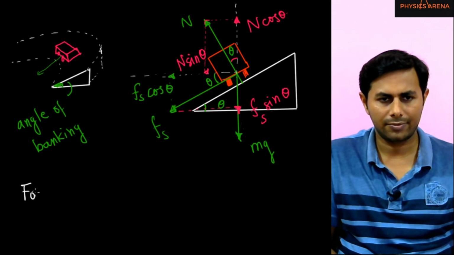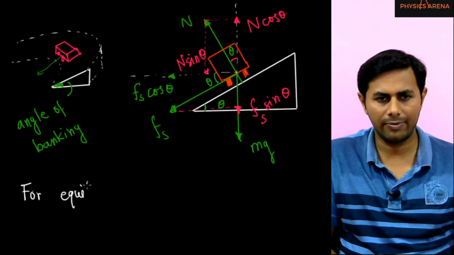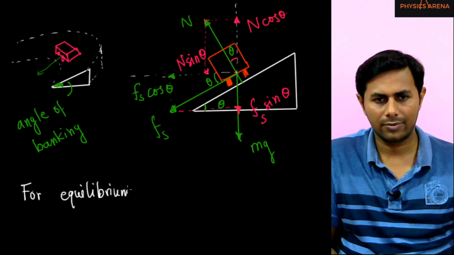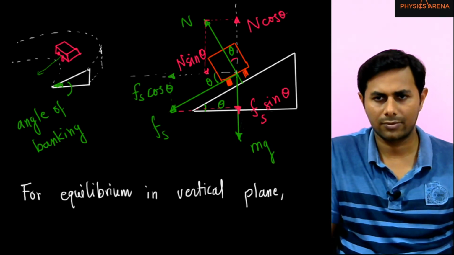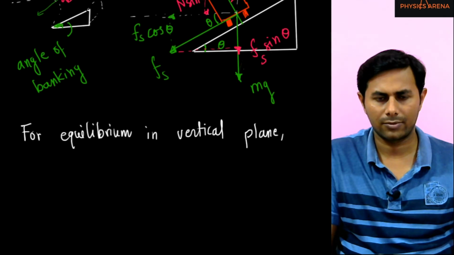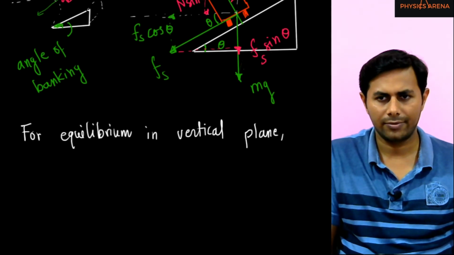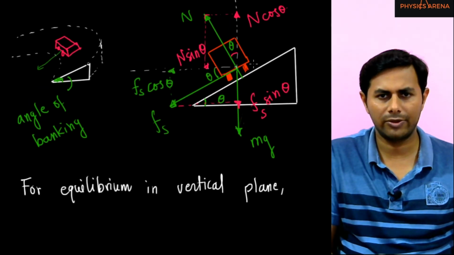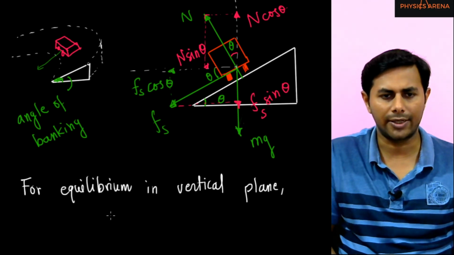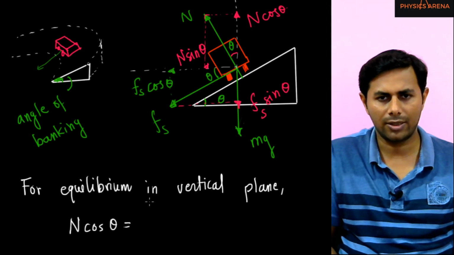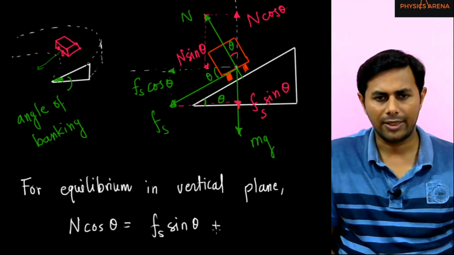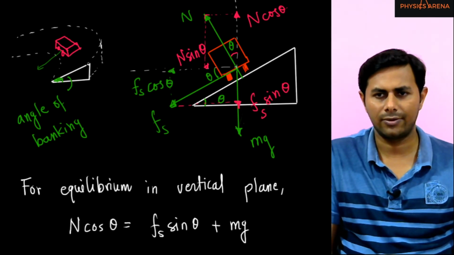So for equilibrium in the vertical plane, we can write the total upward force, which is N cos theta, is equal to the total downward force. So N cos theta equals Fs sin theta plus mg.